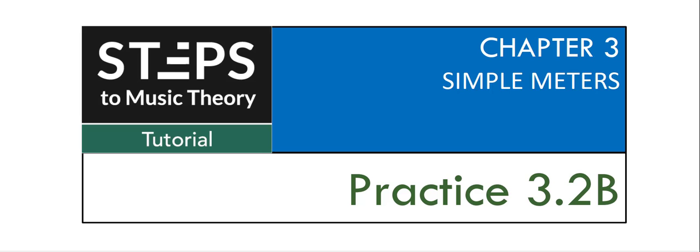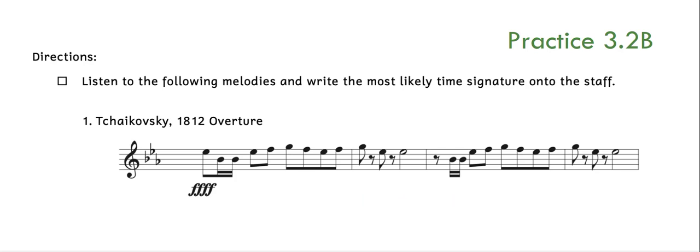This tutorial is on practice 3.2b. Directions. Listen to the following melodies and write the most likely time signature onto the staff. So let's go ahead and listen to number 1 from Tchaikovsky's 1812 Overture.